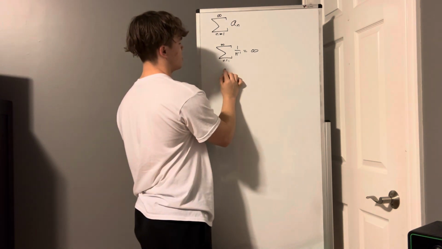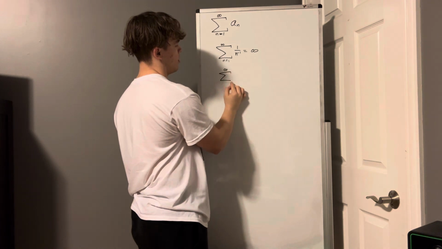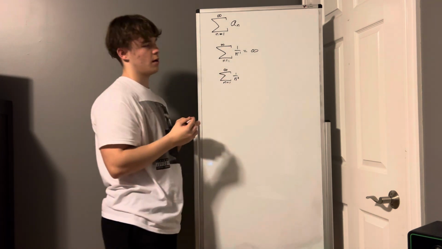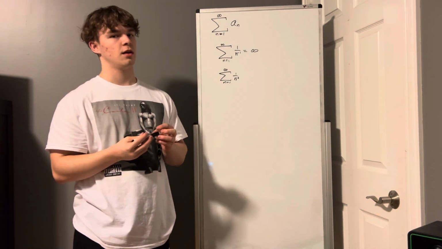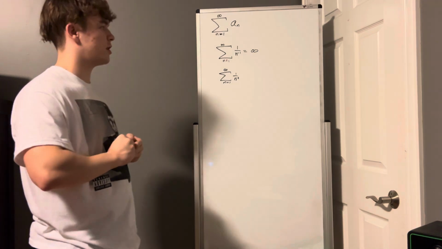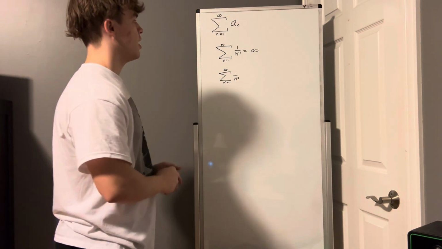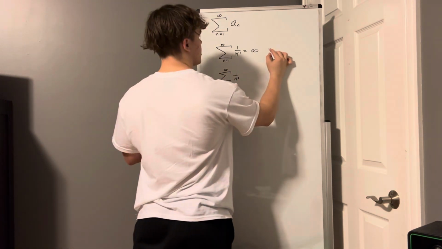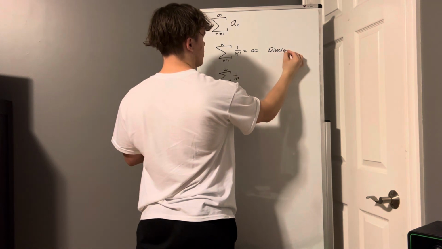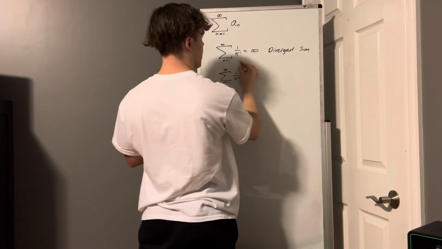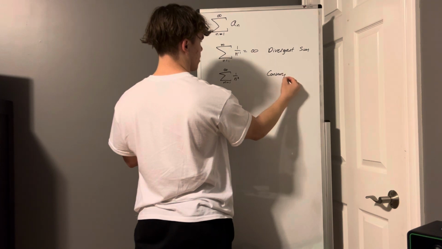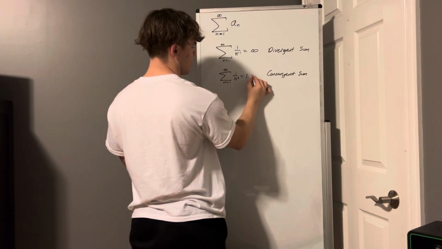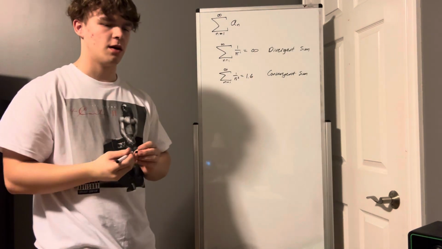We also have the sum from n equals 1 of 1 over n squared. This doesn't equal infinity. And so what you might notice is we have very similar concepts to improper integrals, and the truth be told, they're very similar to improper integrals. And this is a divergent sum, and this is a convergent sum. And this actually equals about 1.6 something. I'm not exactly sure.